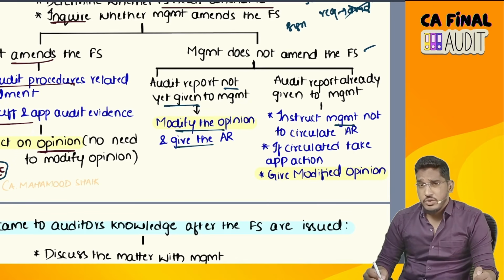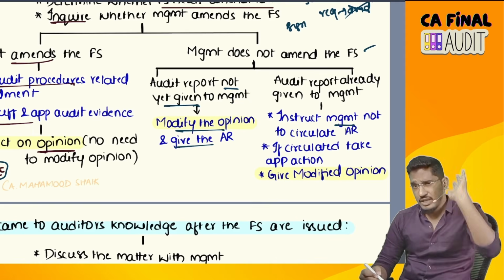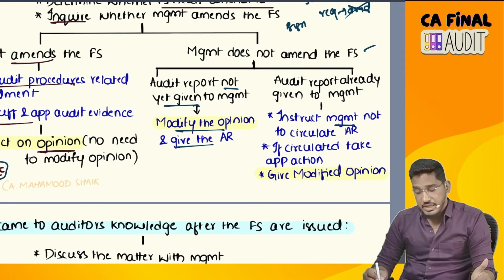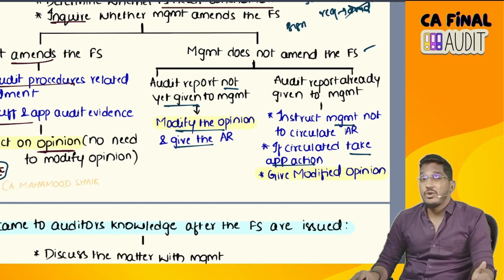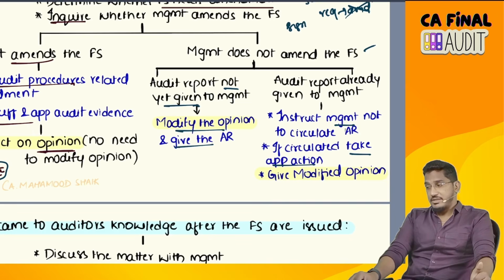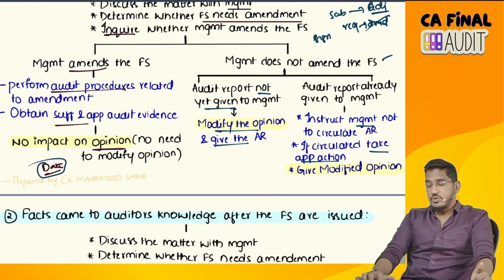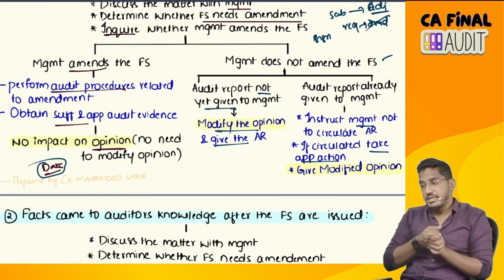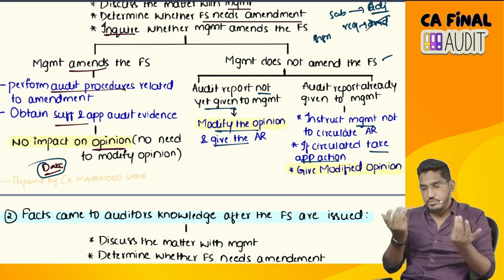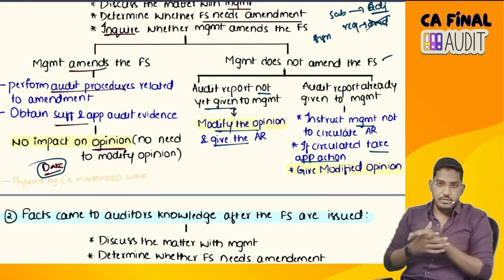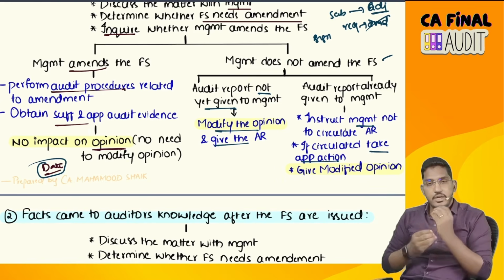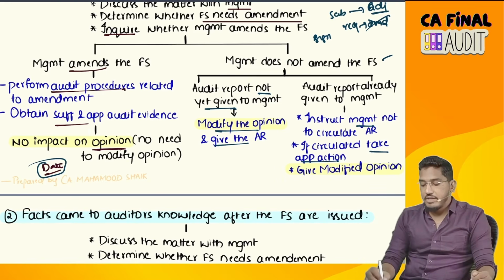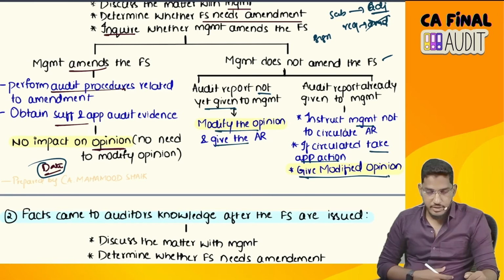See, even after instruction, management did not listen to you. They have circulated it. Then the standard says the auditor should take appropriate action to stop the people from relying on that auditor's report. If management has circulated the audit report even after you gave the instructions, now you should take appropriate action to stop the reliance. Sir, what could be the appropriate action? It is completely your professional judgment. You can give a newspaper advertisement, you can give an update to the stock exchange, whatever you can do, take appropriate action. And finally, give a new audit report containing a modified opinion.